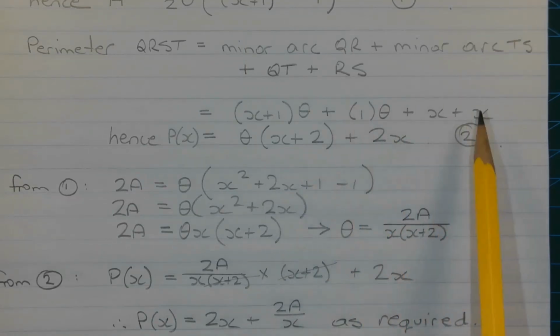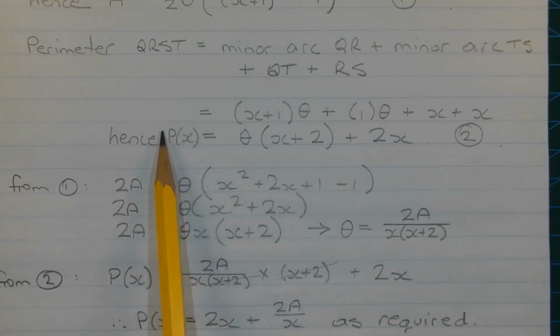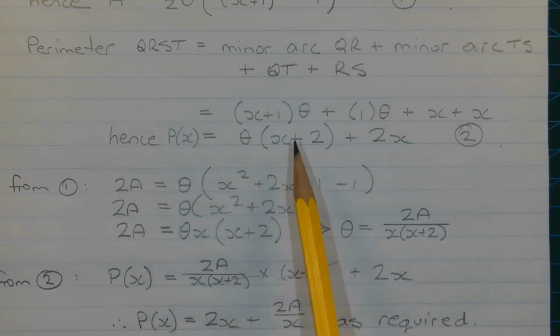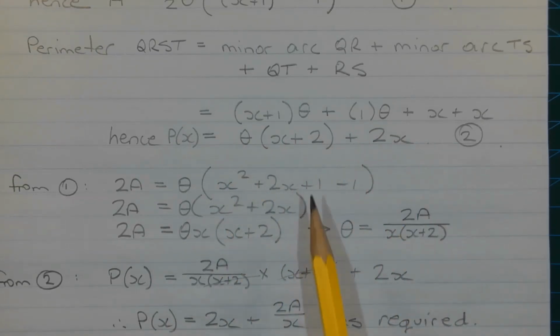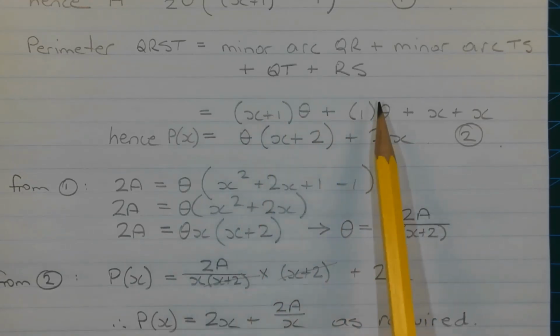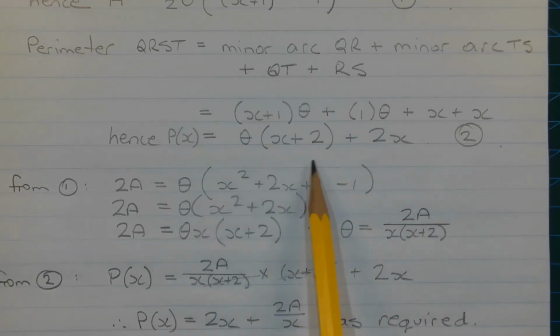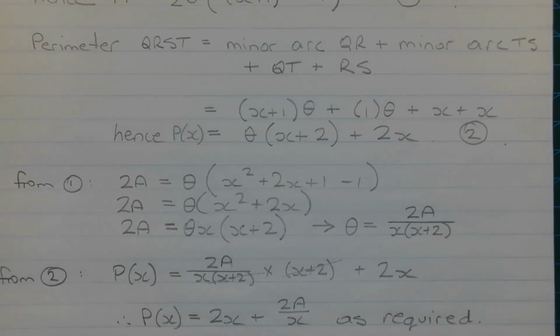Now collecting like terms and factorising out theta from this term and this term, we get P of x, which represents the perimeter of QRST, equals theta times (x plus 2) plus 2x. Now if we factorise out theta from here and here, we have x plus 1, which is where this x plus 2 comes from. We'll call this equation number 2.